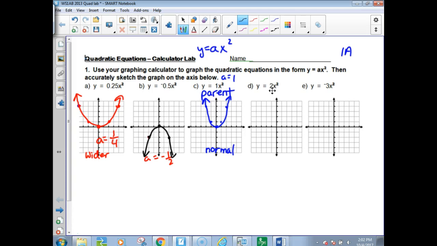All right, so what do you think 2 is going to do? I think it's going to make it, well, the fractions made it wider, and this one's got an a value of 2. It's going to get narrower or skinnier. That's another way to say it. I heard someone say skinnier.